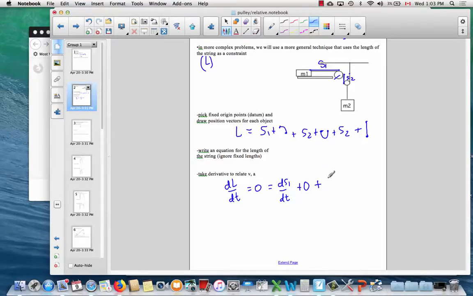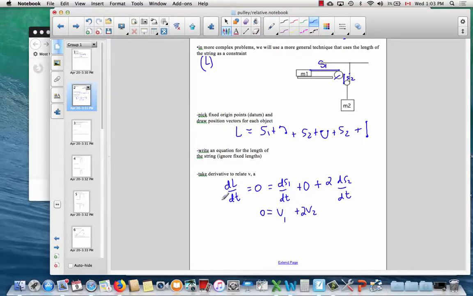And you could see we're going to get 2 derivatives of S2 with respect to t. But of course, the derivative of S1, that's just the speed of the first mass. And the derivative of S2, that's how quickly this mass and pulley are moving. So we showed there's a 2-to-1 ratio with velocities.